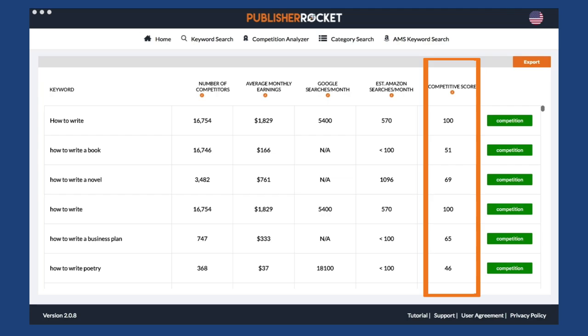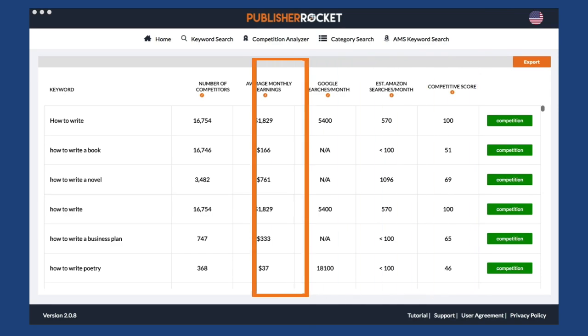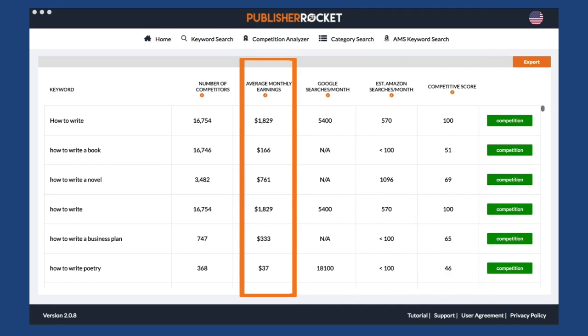As you can see with this number, you can now easily compare 2 keywords and see which one will be relatively easier to rank for and by how much. The next set of numbers is the average monthly earnings. This averages the top 5 books' monthly earnings that rank for that keyword and provides it here.